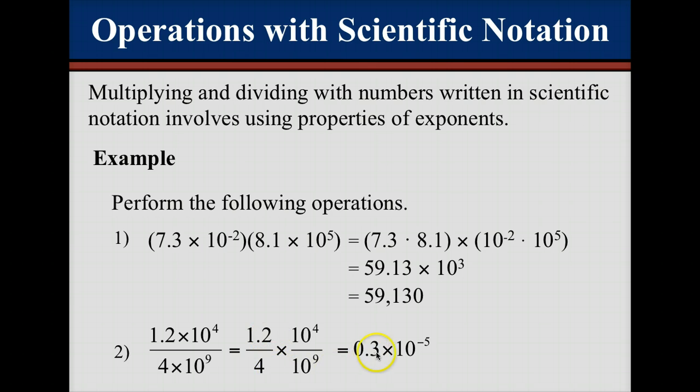1.2 divided by 4 is 0.3 times 10 to the negative fifth. So that gives us, move the decimal place 5 places to the left. And we have our answer.